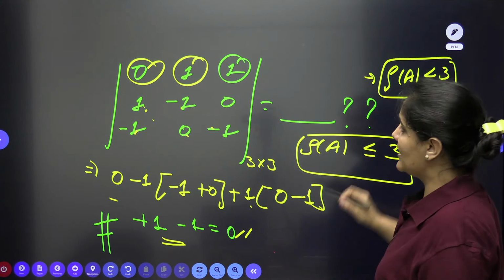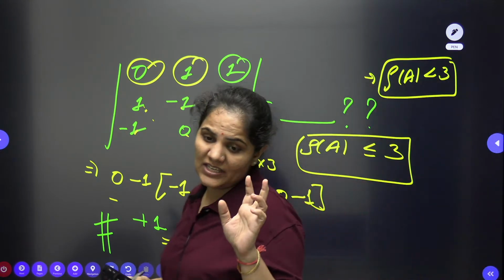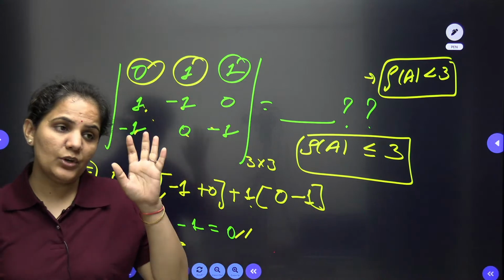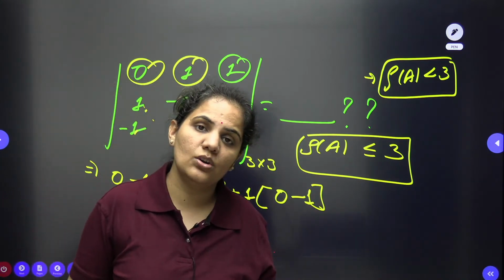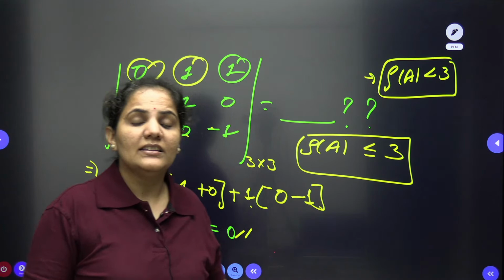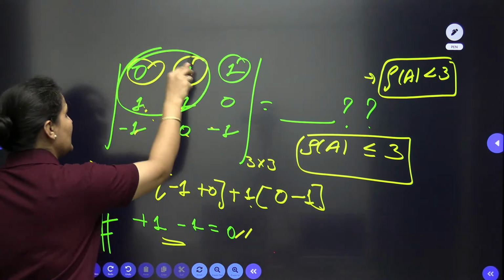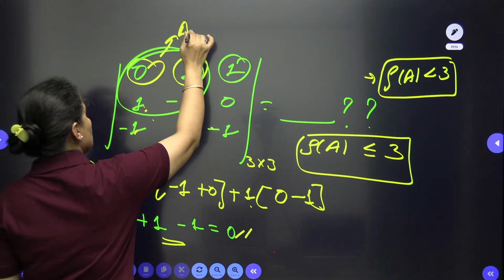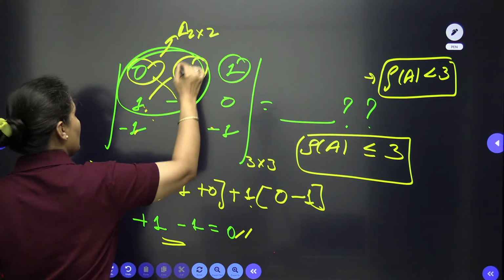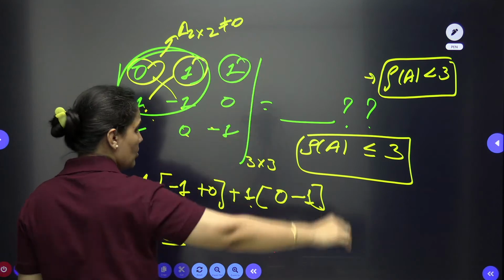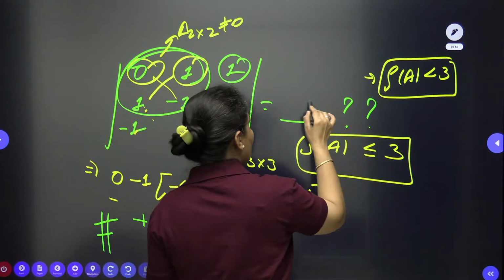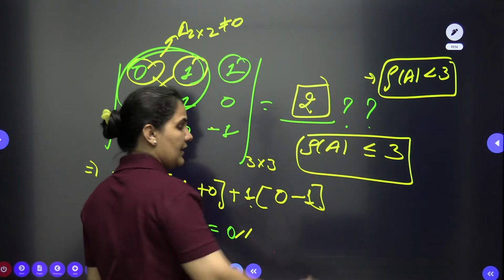For less than 3, if you are having a 3 cross 3 matrix, and the determinant of the 3 cross 3 is 0, you will check the minor of 2 cross 2 in this case. So when I check the very first minor of 2 cross 2, here the very first minor is not equal to 0. So I can conclude my rank is equal to 2 here.